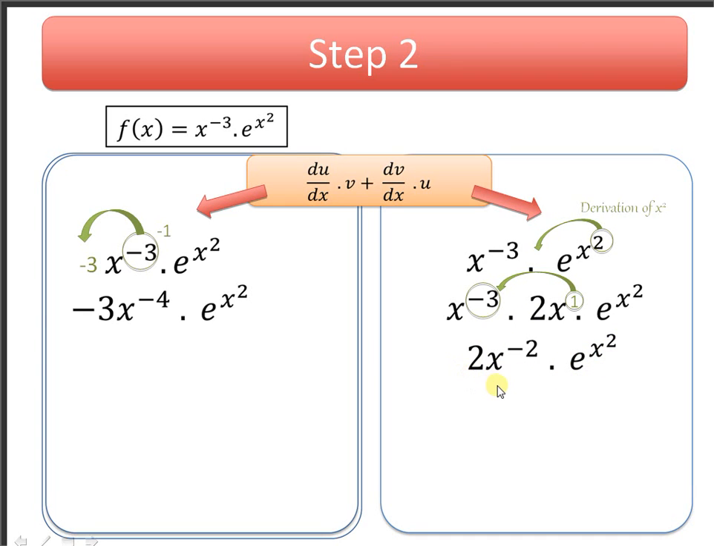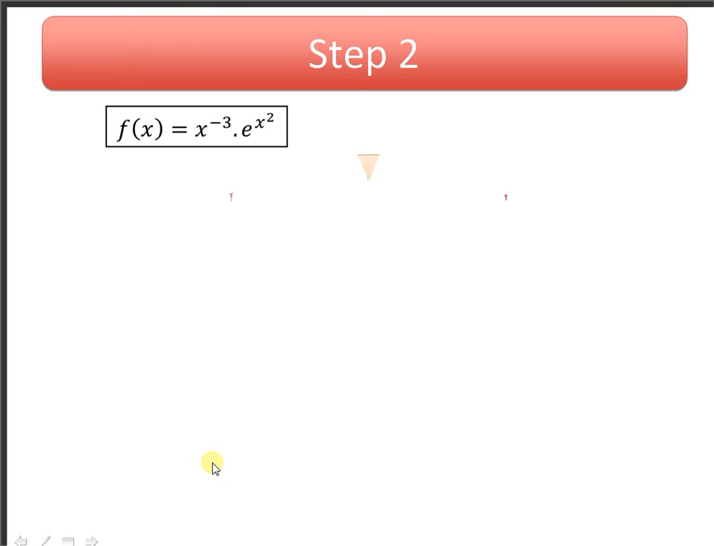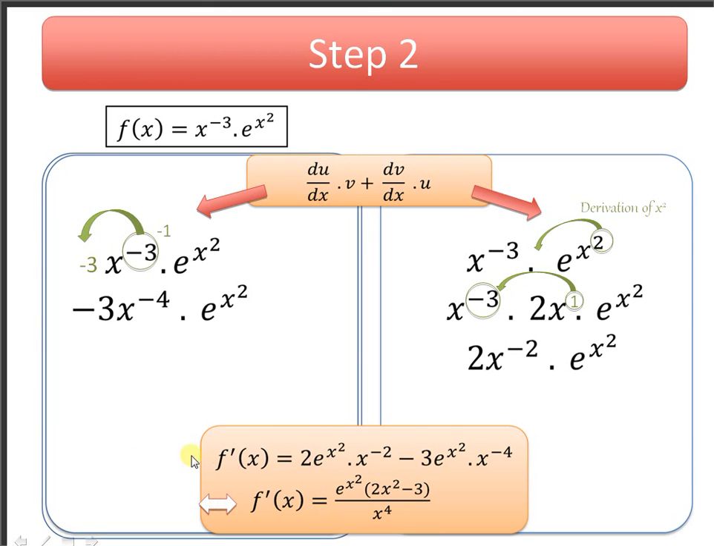We then multiply this by our 2, and then again by our e to the power of x squared, so that we are left with 2x to the power of minus 2 by e to the power of x squared. And that's our right hand side of the product rule finished now as well. All we need to do now is add our left hand side and our right hand side together to get our value for f dash of x. We can see that e to the power of x squared is a common factor in both sides. So we can take this out and be left with e to the power of x squared, brackets, 2x to the power of minus 2 minus 3x to the power of minus 4, bracket.